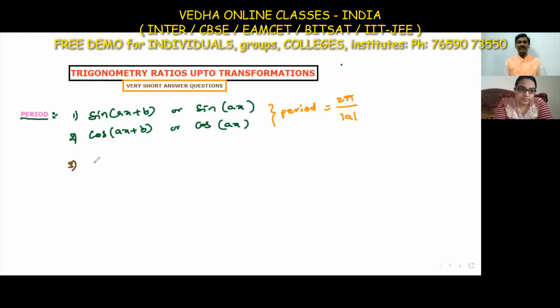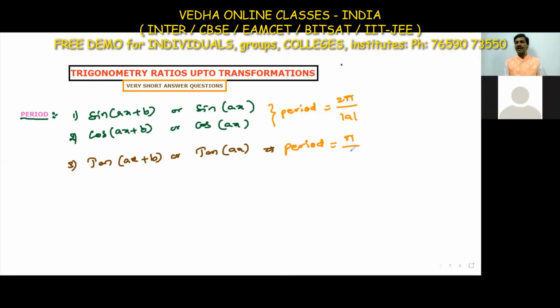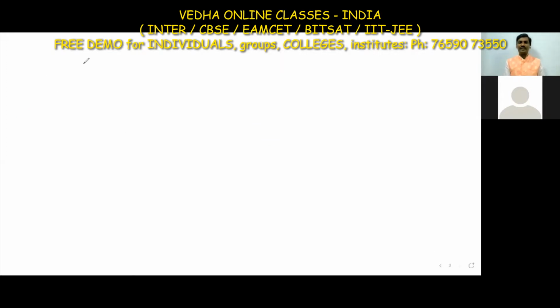And after that tan, if we have the function in terms of tan of ax plus b or tan of ax, then the formula for finding the period of the function, for the tan, is pi by mod a. Pi by mod a is the formula. These formulas are very important for solving period of the function problems in trigonometry. Once we start, we'll solve the problems on this. Here we have a question.